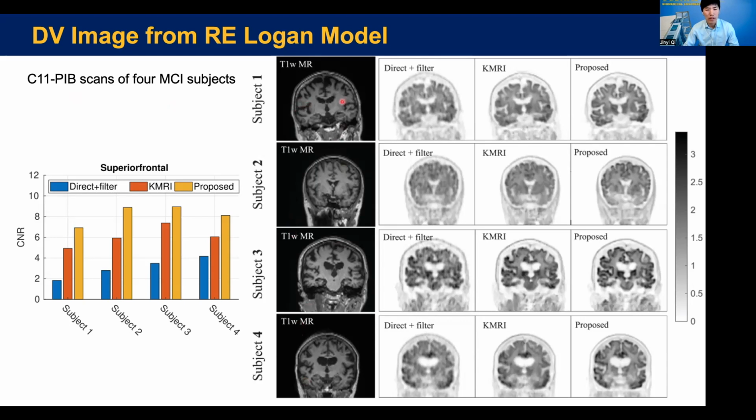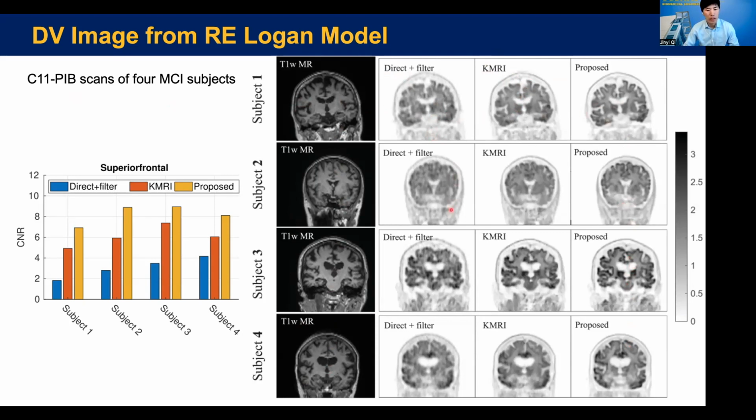The first column is the MR image for each subject, just for reference. The second column is the direct reconstruction, followed by post-filtering. The next column is using the MR-based kernel for regularization. And the last column is using the deep image prior for regularization. And you can appreciate the regularized reconstruction has lower noise.